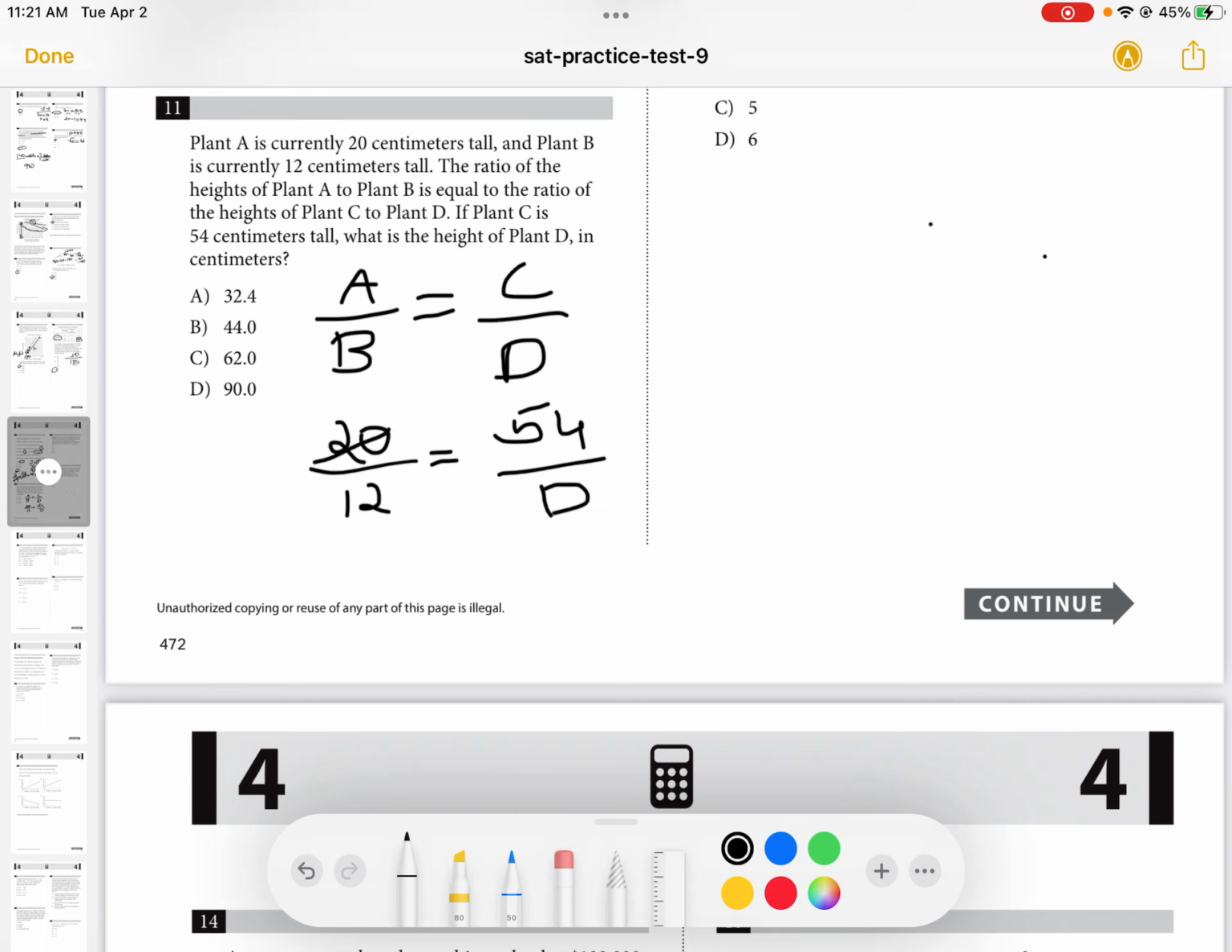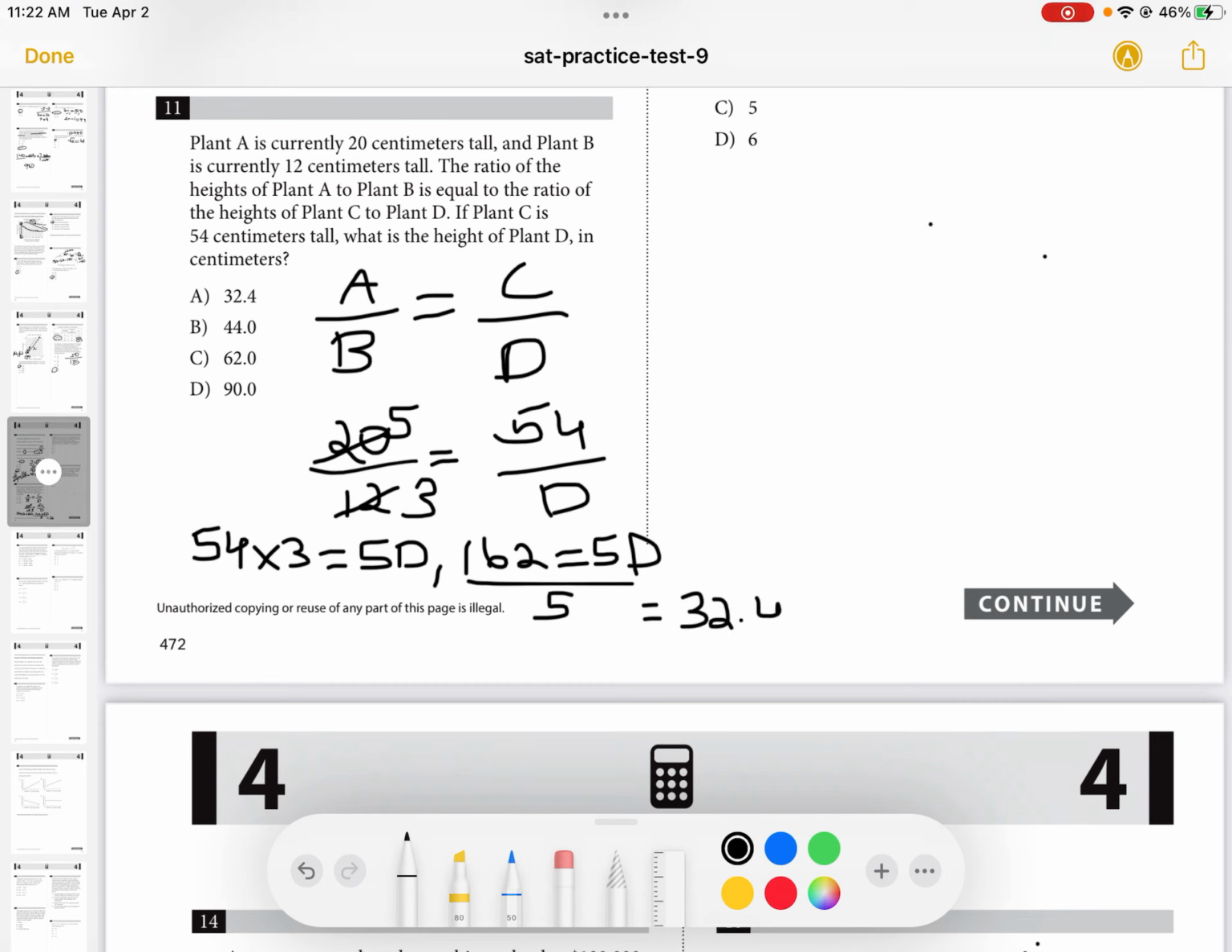Now we can simplify this ratio by dividing the numerator and denominator by 4. So this would become a 5, and that would become a 3. Now it's just the fraction 5 over 3 is equal to 54 over something. Now we just need to cross multiply. 54 times 3 is equal to 5D. So that's 162 equals 5D. And if we divide this by 5, we get 32.4 equals D. That's answer choice A.